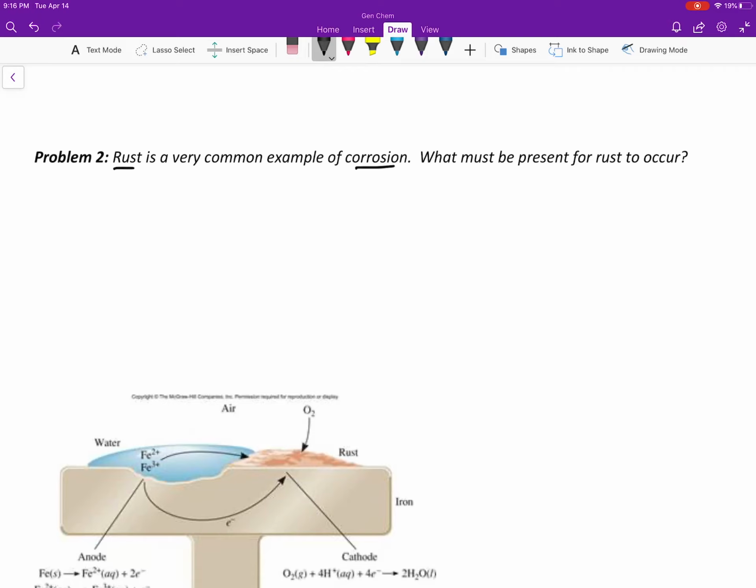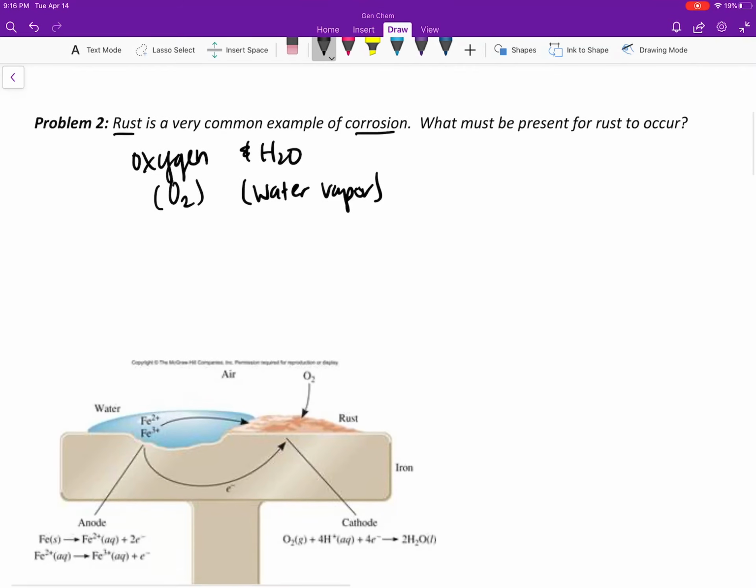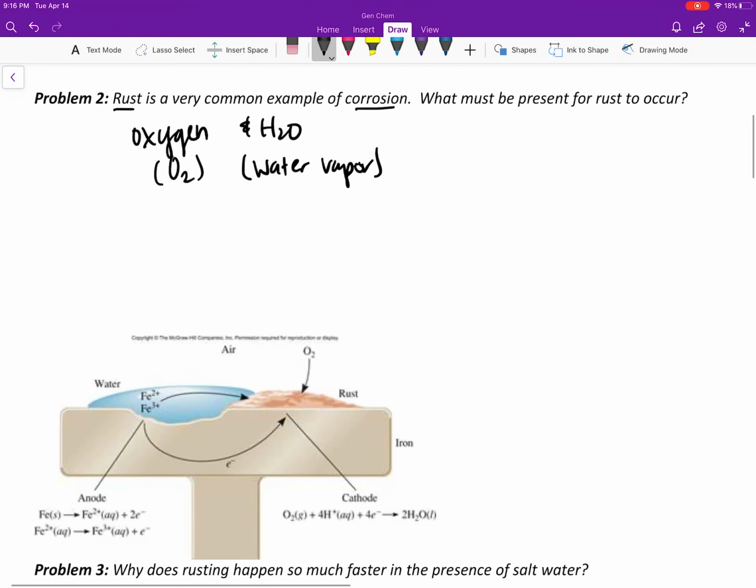So what must be present for rust to occur? Well, there's two things. One is oxygen, so this is O2, diatomic oxygen, and water. This can be in the form of water vapor, which when you live in a place like East Texas or anywhere along the Gulf or anywhere around a body of water, you're going to have a higher level of humidity, which means a higher level of water vapor.